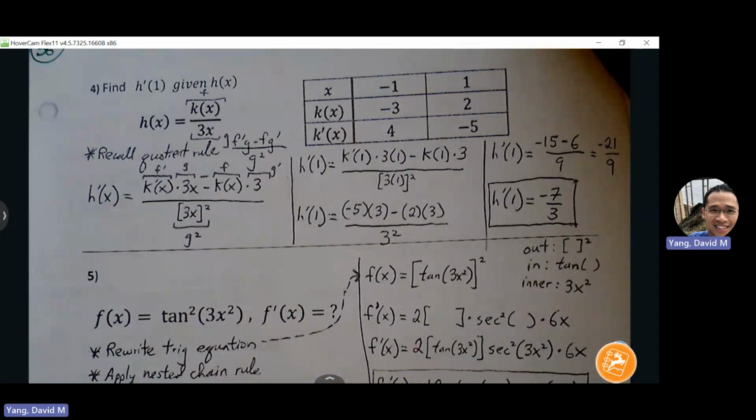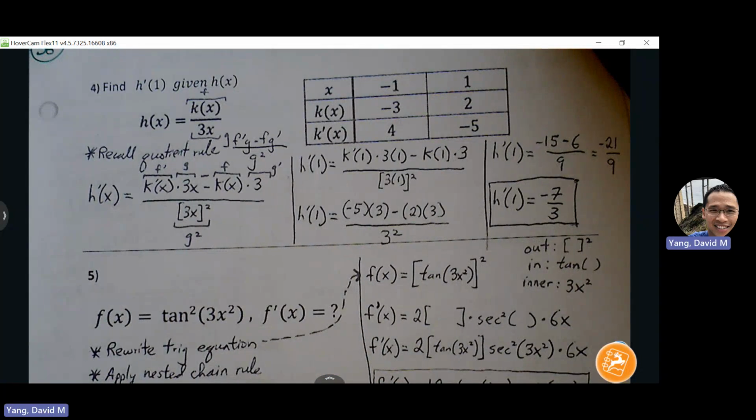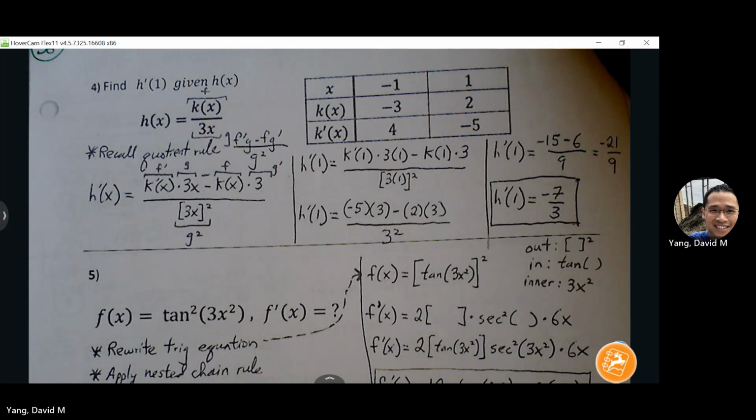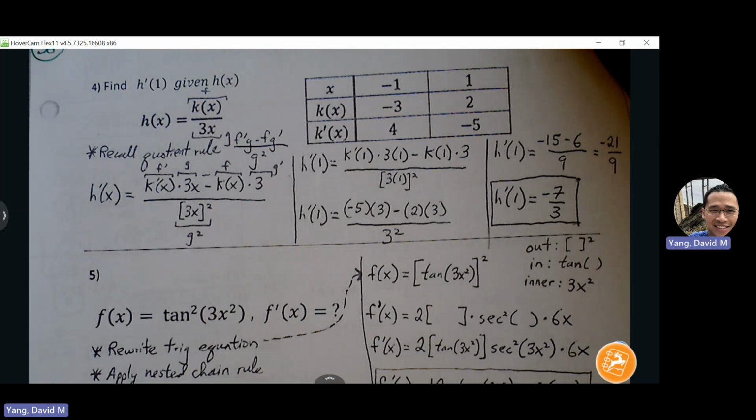Number 4, recognize this as the need for quotient rule. F prime G minus F G prime all over G squared. K of X, you have to leave it in function notation. 3x, we can actually go through power rule to get the derivative. And then after you build your derivative, then you're just pulling values from the table, get down to the numeric answer.